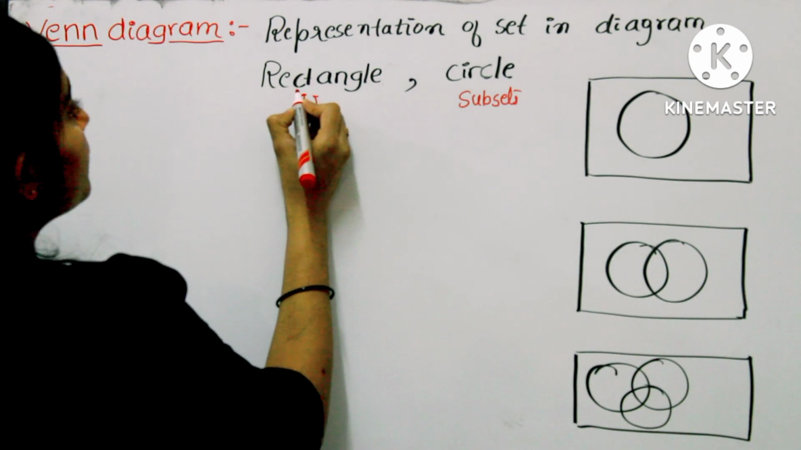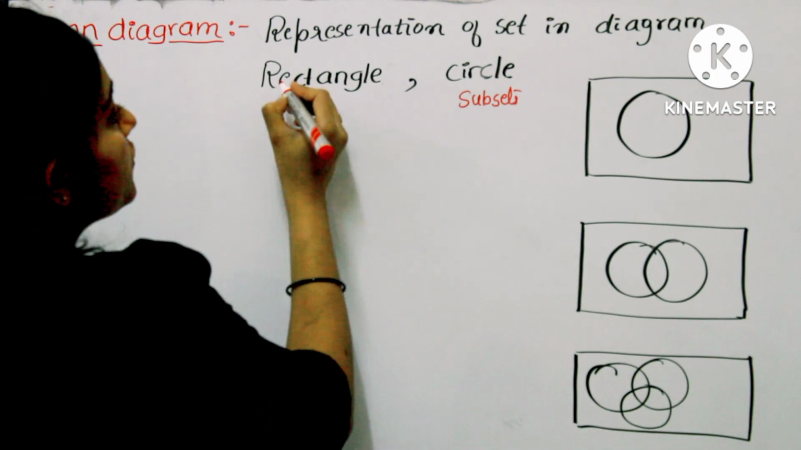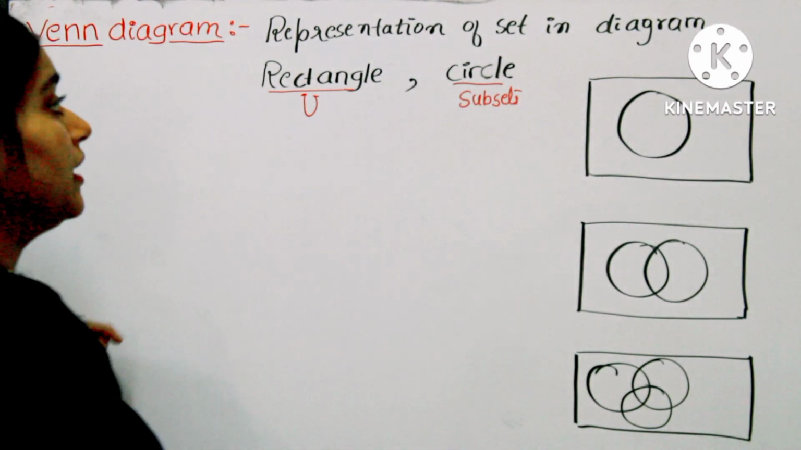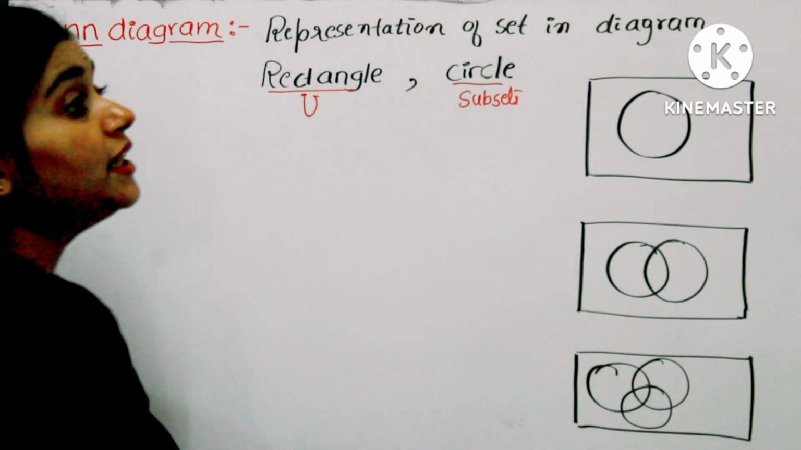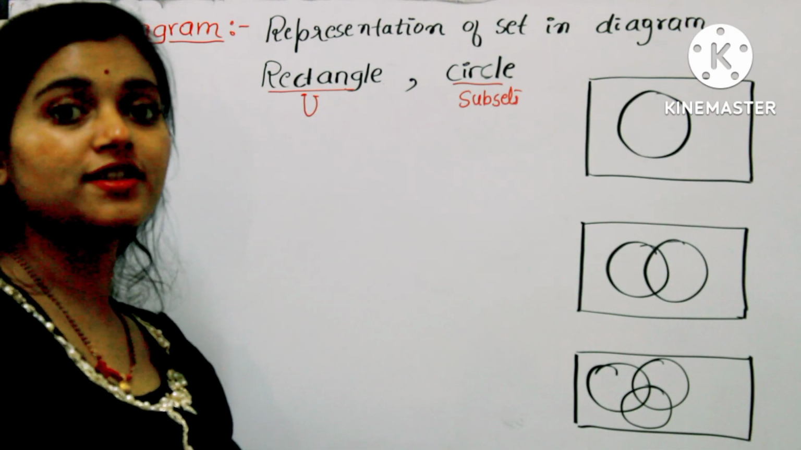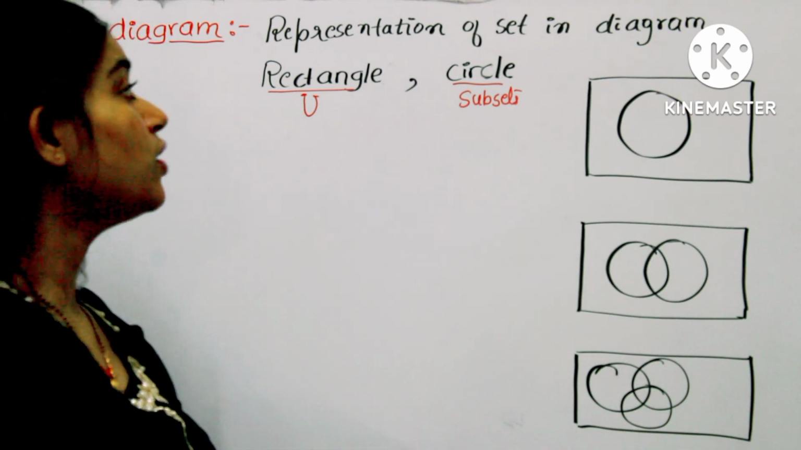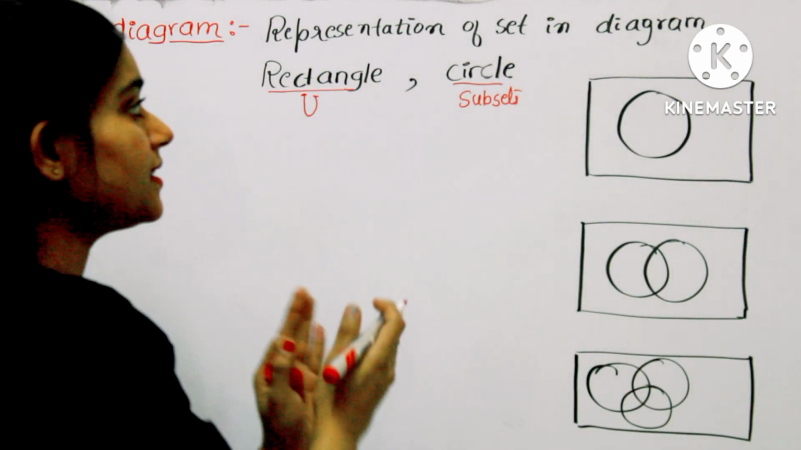Which diagrams are used in a Venn diagram? We use a rectangle and circles. The rectangle is used to denote the universal set. U is what? The universal set. In part 1, introduction of sets, we discussed what the universal set is. So we are using a rectangle to denote the universal set.